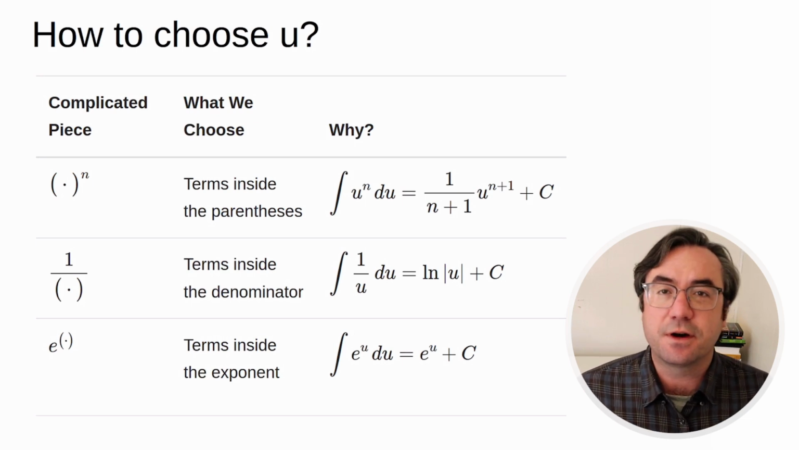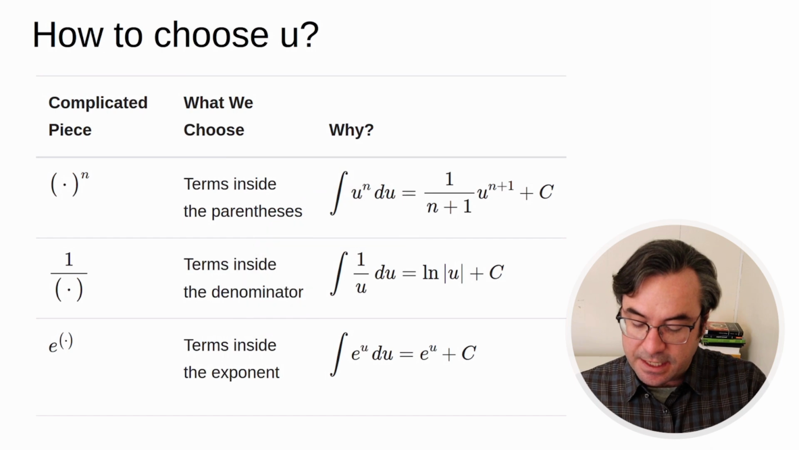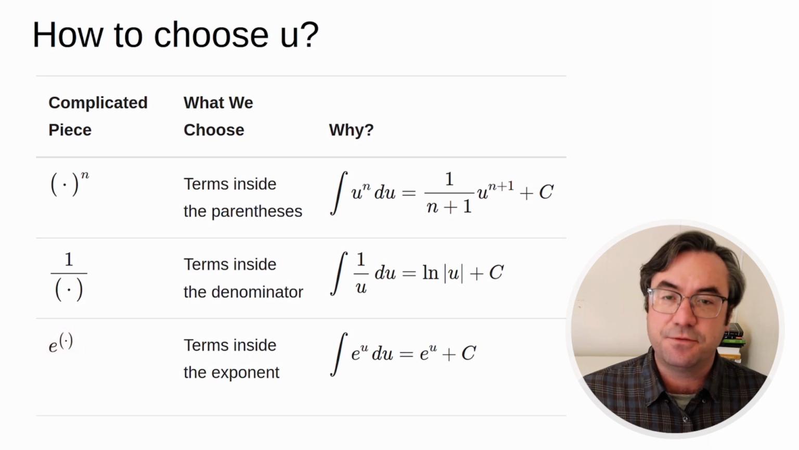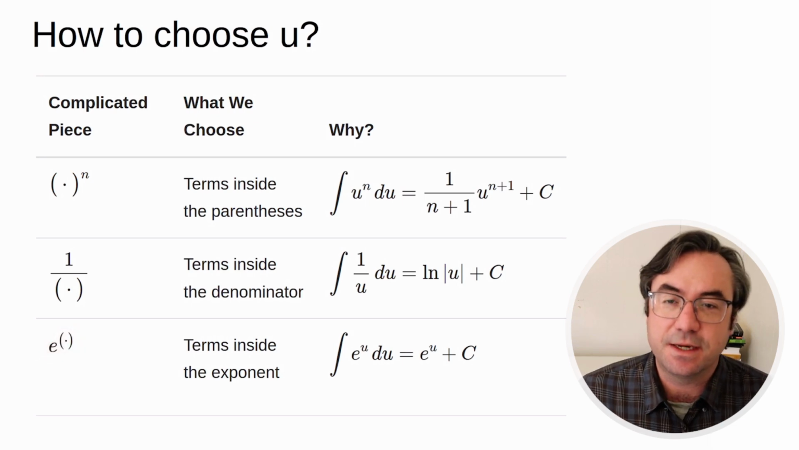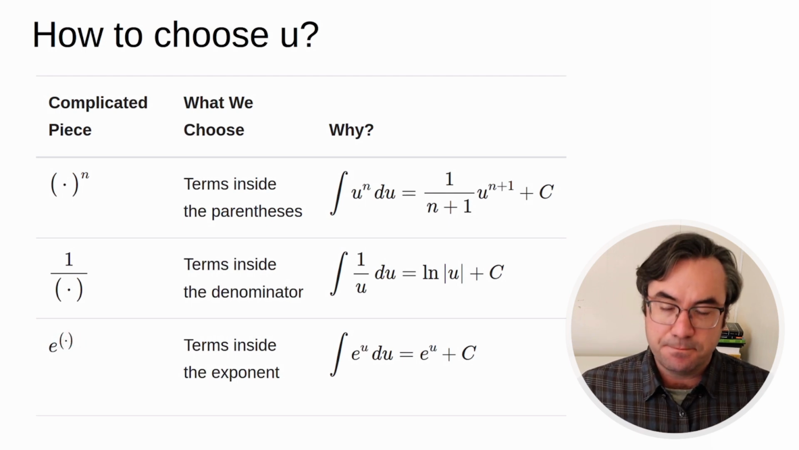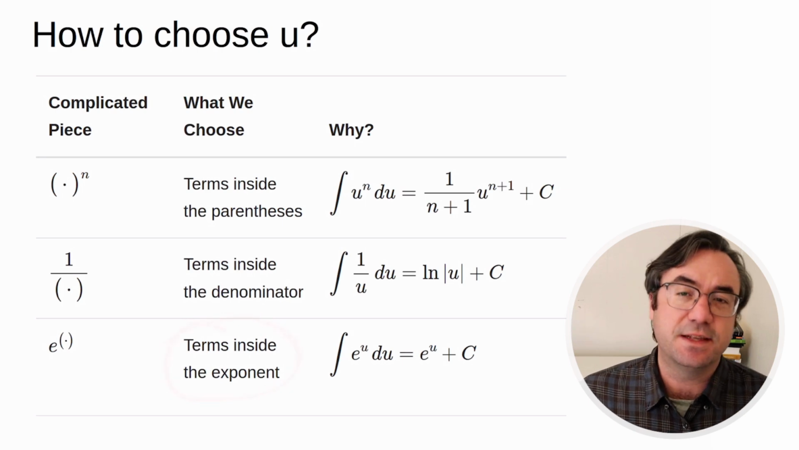And then if you see one of our special named functions, like e or sine or cosine, so if you have e raised to some stuff, in this case, e raised to a power, and it's a bunch of x terms up there, well, you're going to let u equal the stuff that's in the exponent.